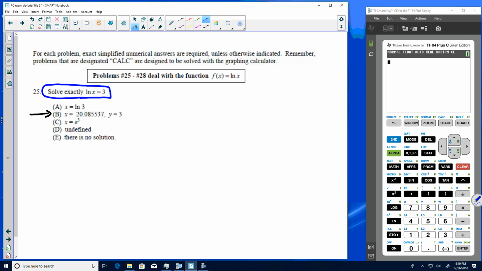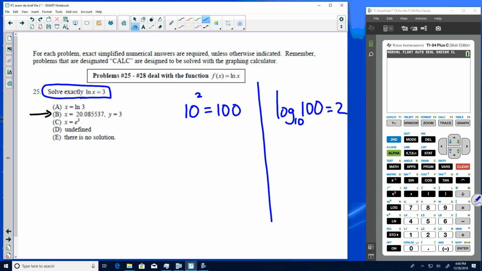My translation idea when I was teaching this in Algebra 2 was that this says 10 times 10 is 100. This says 10 times 10 is 100. They say exactly the same thing. This is in the language of exponents. This is in the language of logarithms. We have a logarithm equation here.